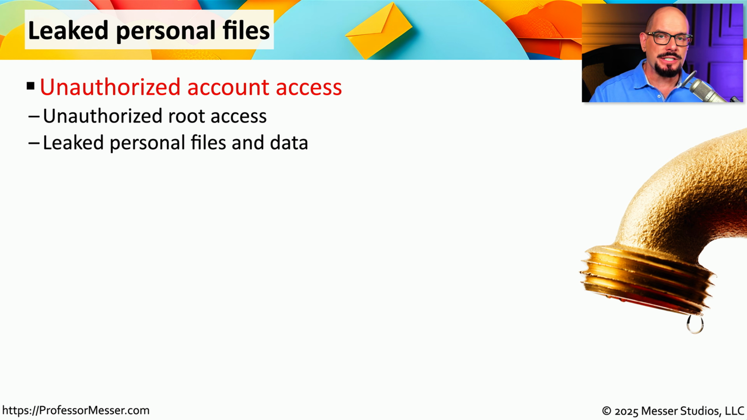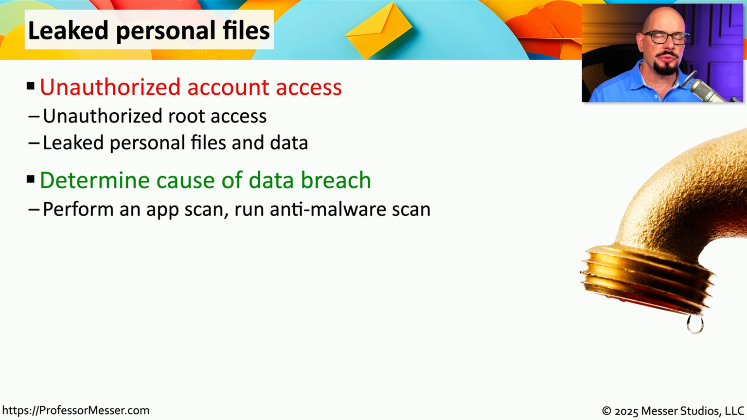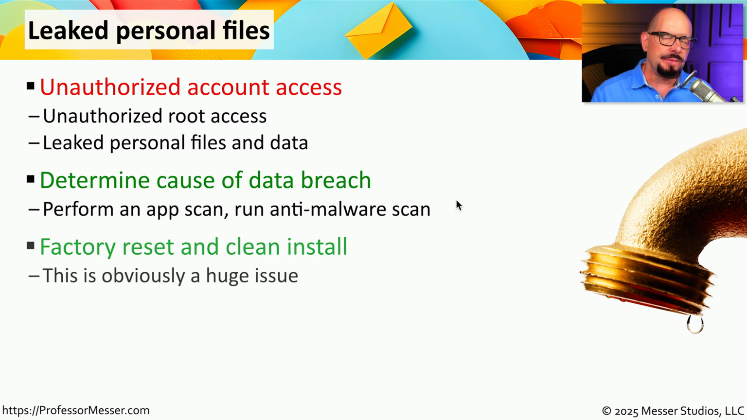Many of us have seen instances where private information has been leaked onto the internet for everyone to see. Sometimes this is due to a data breach on your mobile device. You may want to run an app scan or an anti-malware scan to see if something unexpected is running on your mobile phone. And if you think your device has been infected or has been breached in any way, you might want to perform a factory reset and perform a clean install of your operating system. This will certainly remove any malware that was there previously and leave you with a system that is a fresh install.